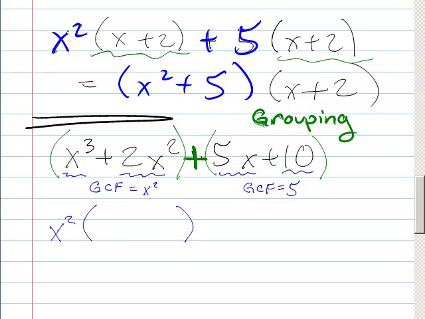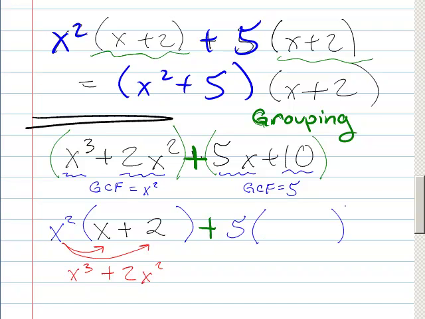So if we factor an x squared out of x cubed, the only thing that's left is an x. If we factor an x squared out of 2x squared, the only thing we have left is a 2. Now, if you're kind of nervous about this, you can always go ahead and remultiply it together just to make sure you get the right thing. And we did, so that's good. And then over here, if I take a 5 out of 5x, I'm left with an x. And if I take a 5 out of the 10, I'm left with a 2. And again, if you want to check and make sure you did it right, no problem. And that all worked out.